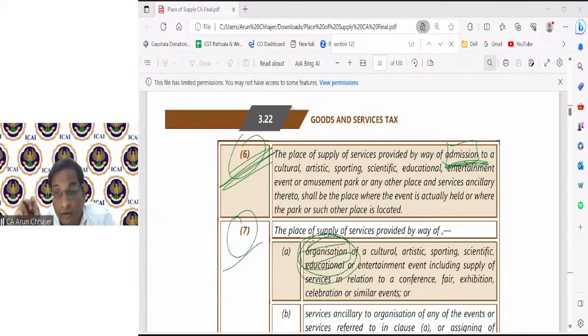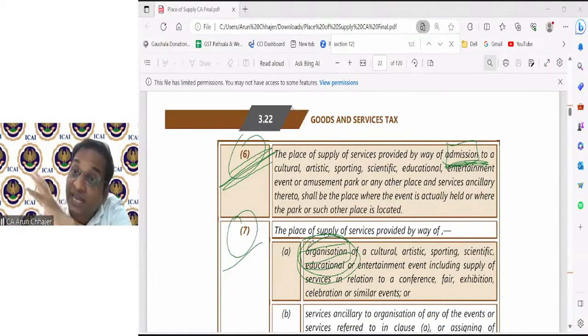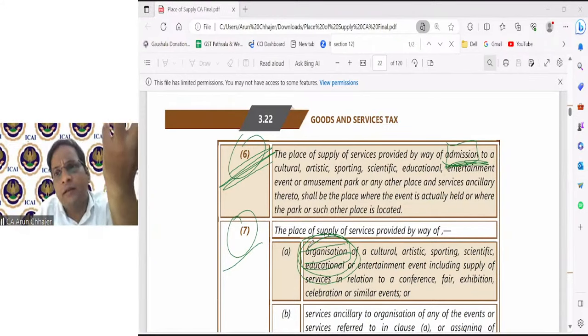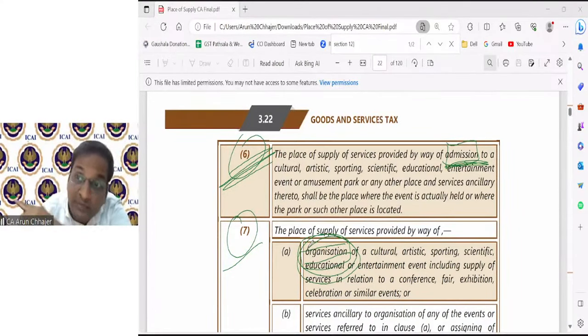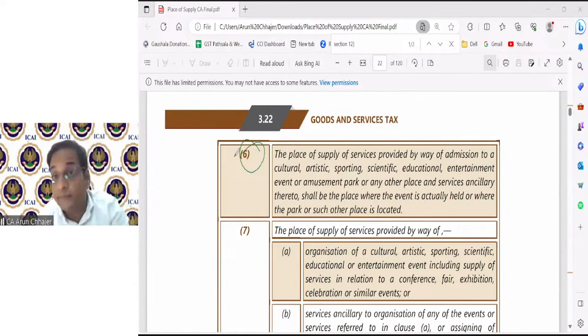What is the difference between subsection 6 and subsection 7? One is the place of the supply for admission to the event. So you are going to see the match, you are buying the ticket. And second, one has been hired for organizing the entire event, because in the match there would be multiple transactions: sitting arrangement, security arrangement, lighting arrangement, decoration, food and beverages, medical facility. Multiple services would be there and this contract has been given to XYZ Limited. So when XYZ Limited raises the bill to the BCCI, it will use subsection 7 to determine the place of the supply. But if BCCI is raising the ticket for entry to the matches, then BCCI will use subsection 6 to determine the place of the supply.